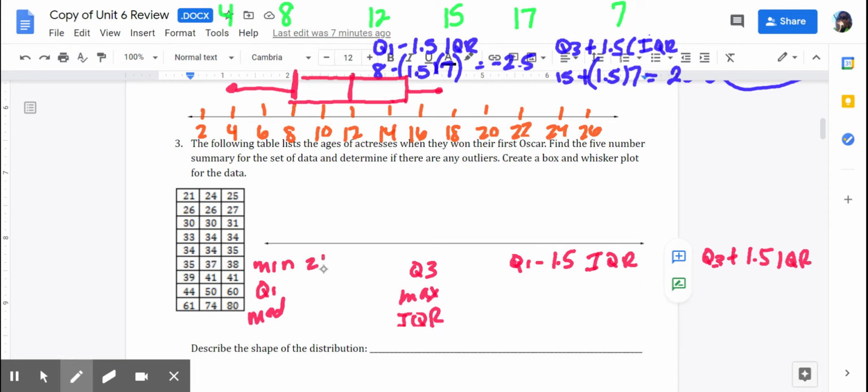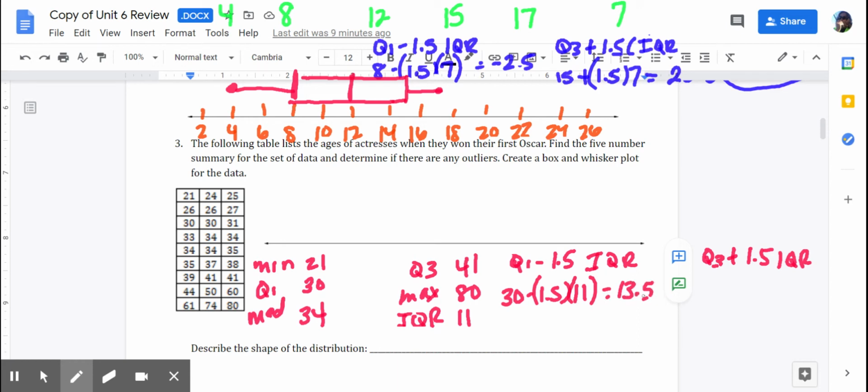So you should get the minimum to be 21, my Q1 to be 30, my median to be 34, Q3 to be 41, the maximum to be 80, and then to find IQR, remember it is Q3 minus Q1, so 41 minus 30 is 11. Then as I plug in my values for my outliers, I'll have 30 minus 1.5 times 11, and that value is 13.5.